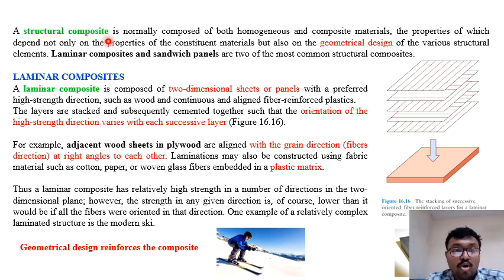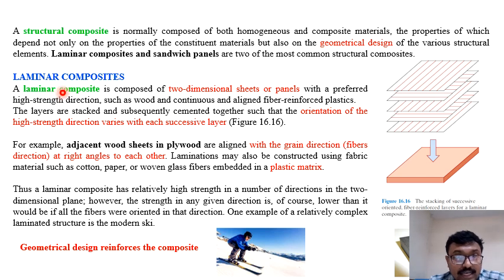Next is structural composite. A structural composite is normally composed of homogeneous and composite materials, the properties of which depend not only on the properties of constituent materials but also on the geometrical design of the various structural elements. Laminar composite and sandwich panel are two of the most common structural composites.